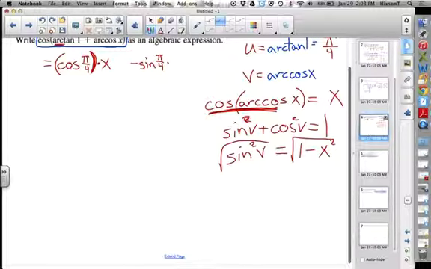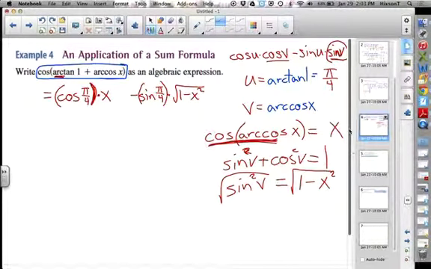We're working with identities, not an equation to solve. So, alright, we can plug that in: sine of pi over 4 times the square root of 1 minus x squared. Now we have all 4 parts of our formula, and we can simplify.